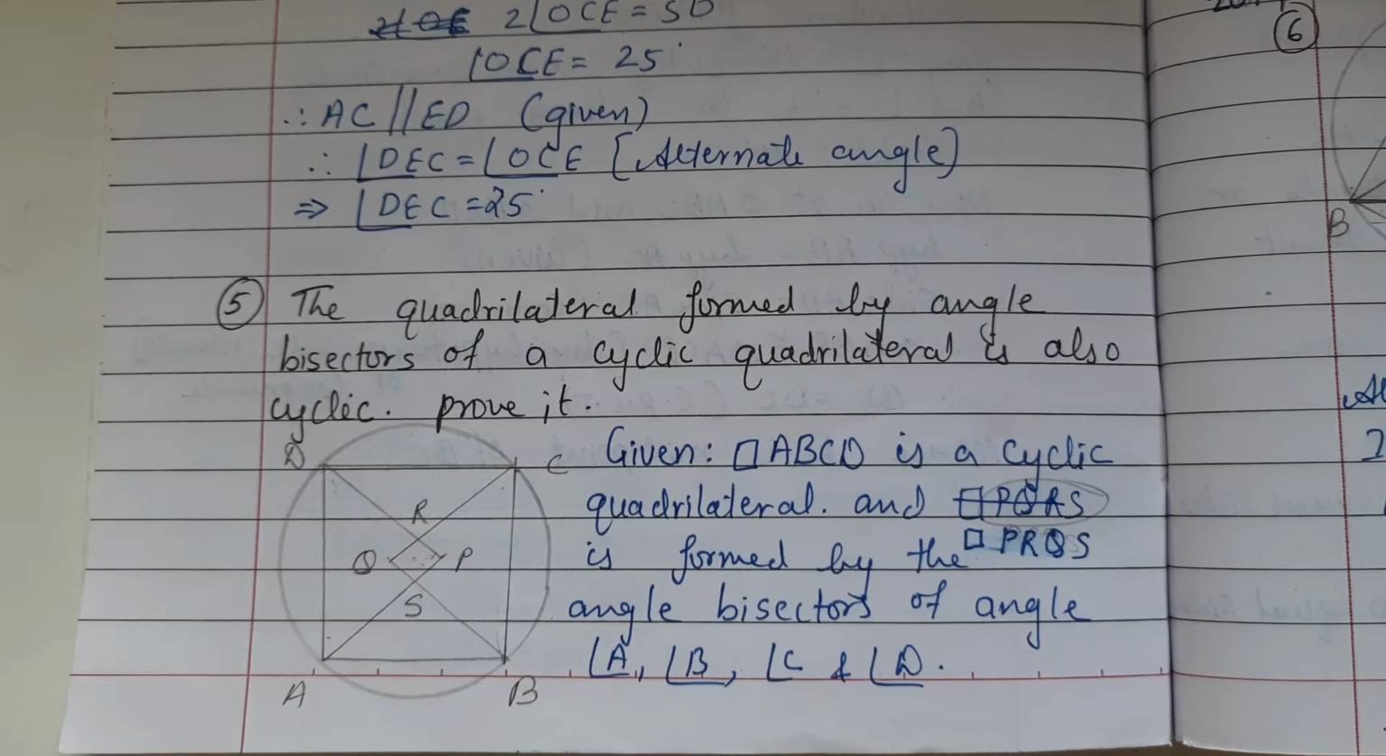Sum number 5. The quadrilateral formed by the angle bisectors of a cyclic quadrilateral is also cyclic. Prove it. Given ABCD is a cyclic quadrilateral and quadrilateral PQRS is formed by the angle bisectors of angles of ABCD.